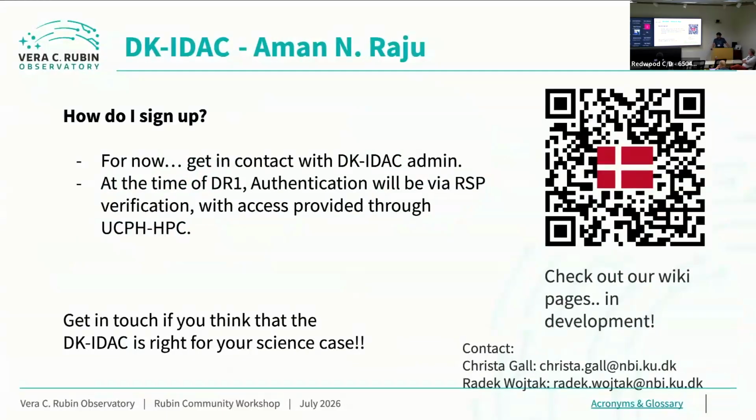So if you think that any of this sounds interesting and you want to get in touch, we'd encourage you to get in touch with us. For now, before DR1, we have to do this a bit manually because we're working with the University of Copenhagen high performance computing center as well. So for now, you contact us and we can contact them and try to get you an account. But by the time that DR1 comes around, we're planning to make this a bit more automatic, where you authenticate against the Rubin Science Platform and then can get an account at the HPC center.